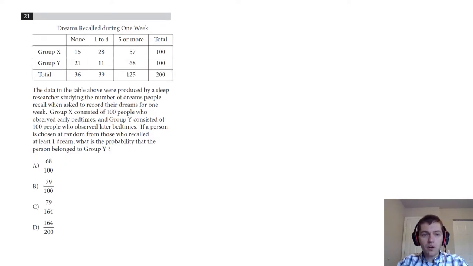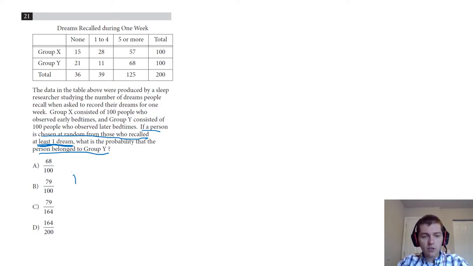Right, problem 21. They give you a table and some explanation about that table. And what they're looking for is if a person chosen at random from those who recalled at least one dream. So that's telling you that what they're choosing from is already some subset of that table. What is the probability that that person belonged to group Y? So what's the probability they came from an even smaller subset of that table?